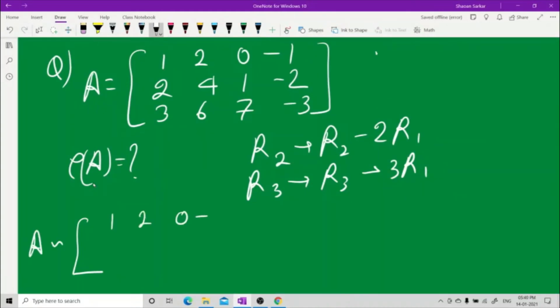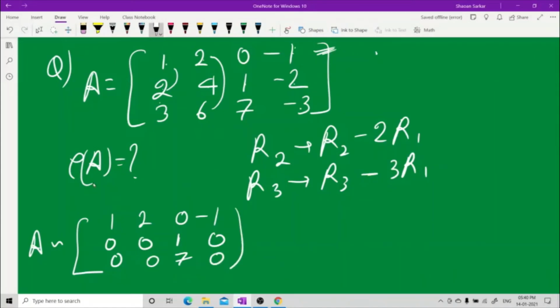1, 2, 0, minus 1. 2 minus 2 is 0, 4 minus 4 is 0, 1 minus 0 is 1, minus 2 plus 2 is 0. Now for this row, 3 minus 3 is 0, 6 minus 6 is 0, 7 minus 0 is 7, and minus 3 plus 3 is 0. Let me write it clearly, with a square bracket.